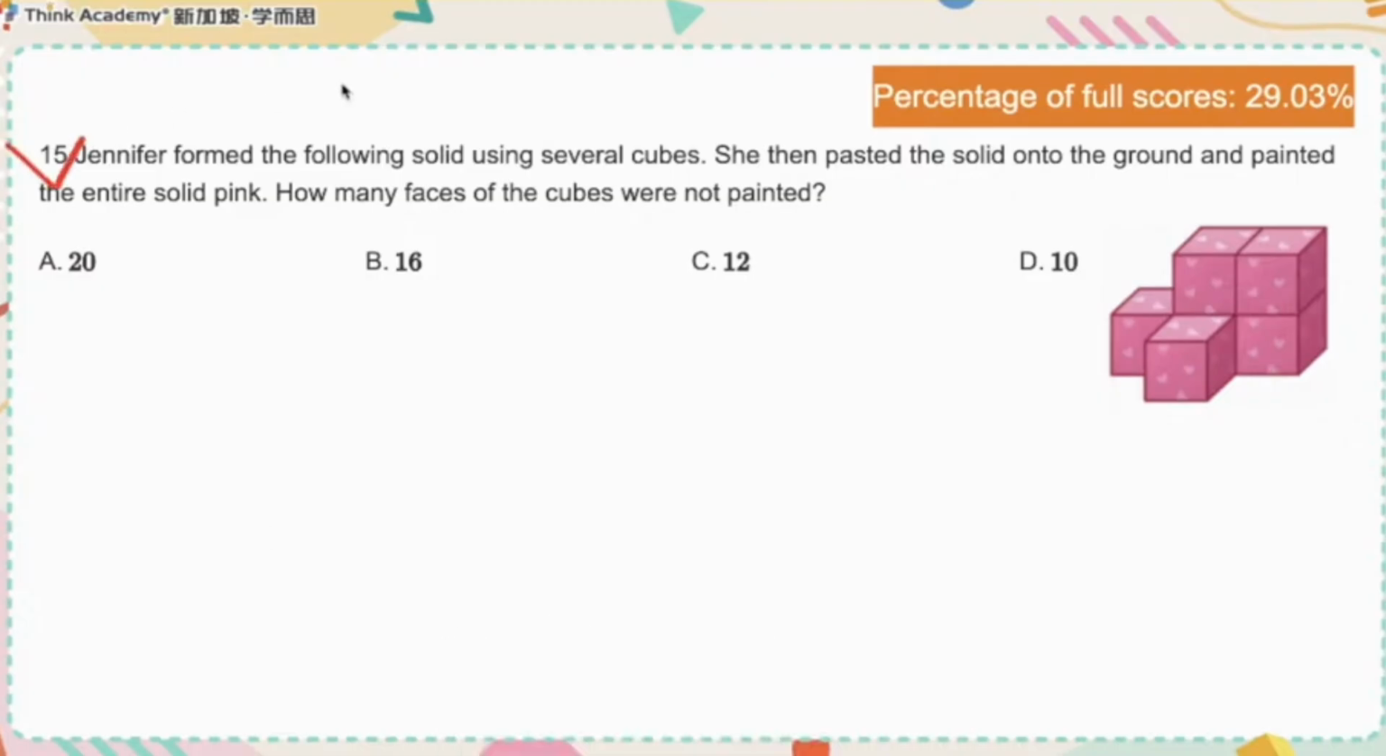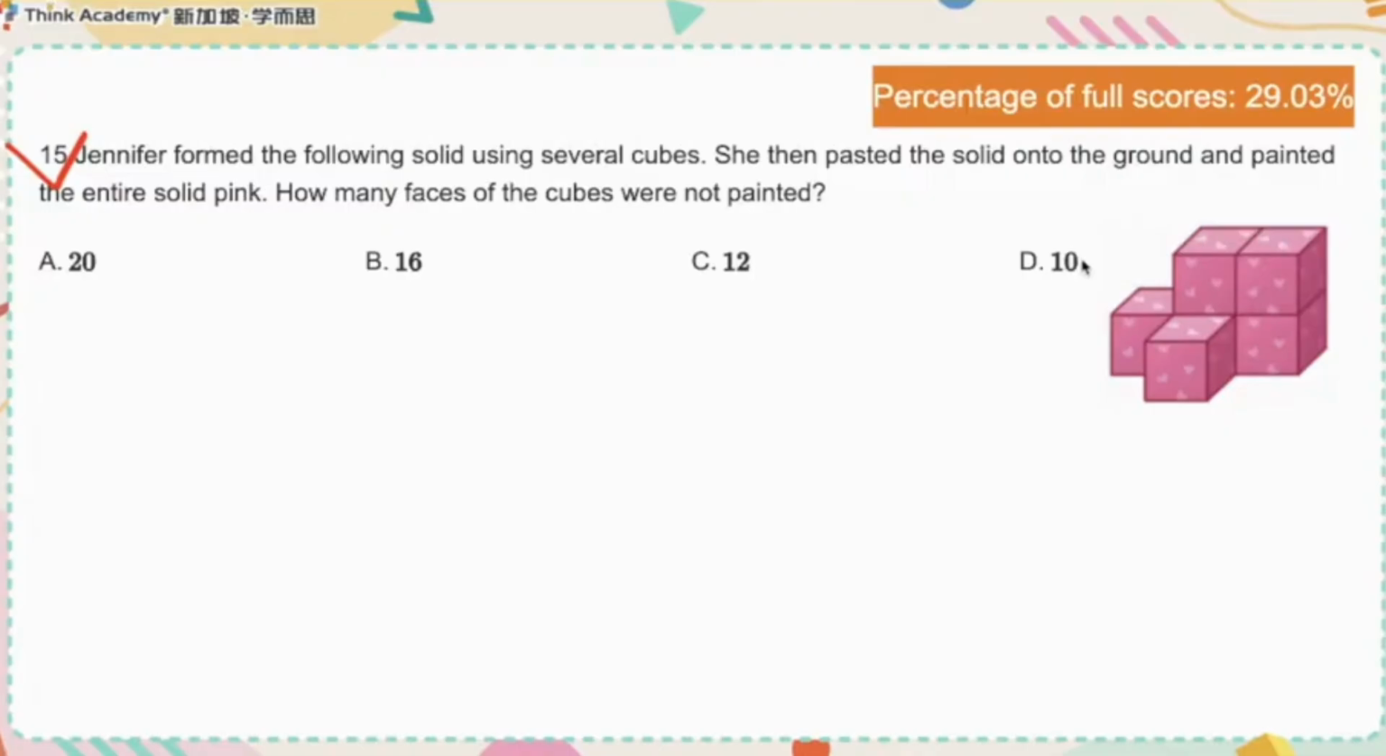A lot of you got it wrong, okay? Everyone, let's see. Jennifer formed the following solid using several cubes. She then pasted the solid onto the ground and then painted the entire solid pink. How many faces of the cubes were not painted? What does it mean? Everyone, you see, here I got 2 cubes.